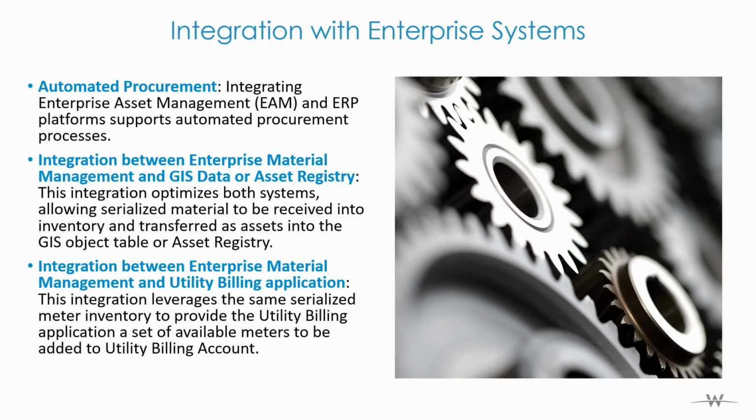So how do we use this to optimize, right? Integrating our EAM with our ERP system with our material management allows us to automate our orders, right? If we have material that's below minimum, we can automate that requisition to our ERP system to order our material.